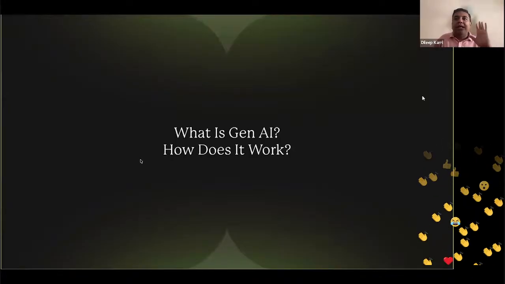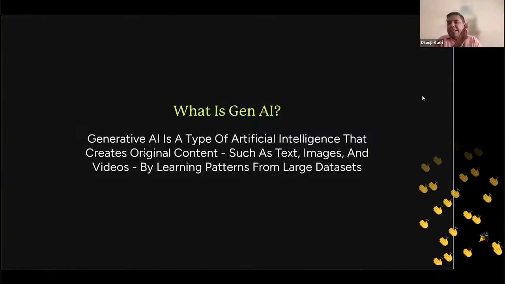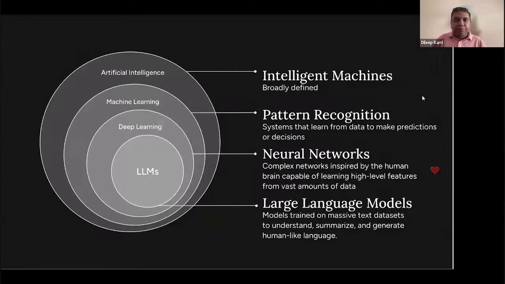So we'll try to understand how it works on the internal side. Again, it's a simple definition, no technical jargon. It is an artificial intelligence that creates content, say text, images, or videos. That's all. Generative AI is nothing but artificial intelligence that can generate text, images, videos, etc. The rest of the thing, don't worry.